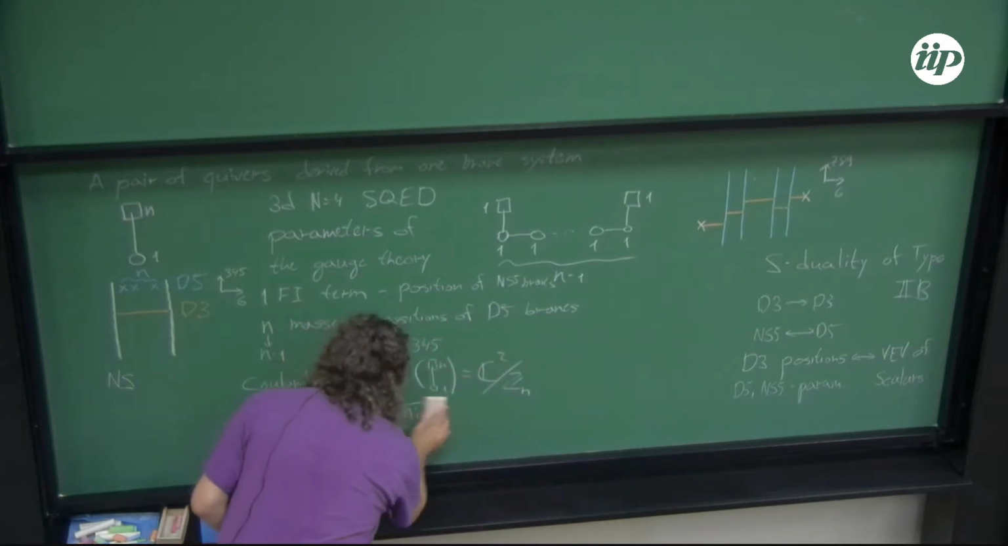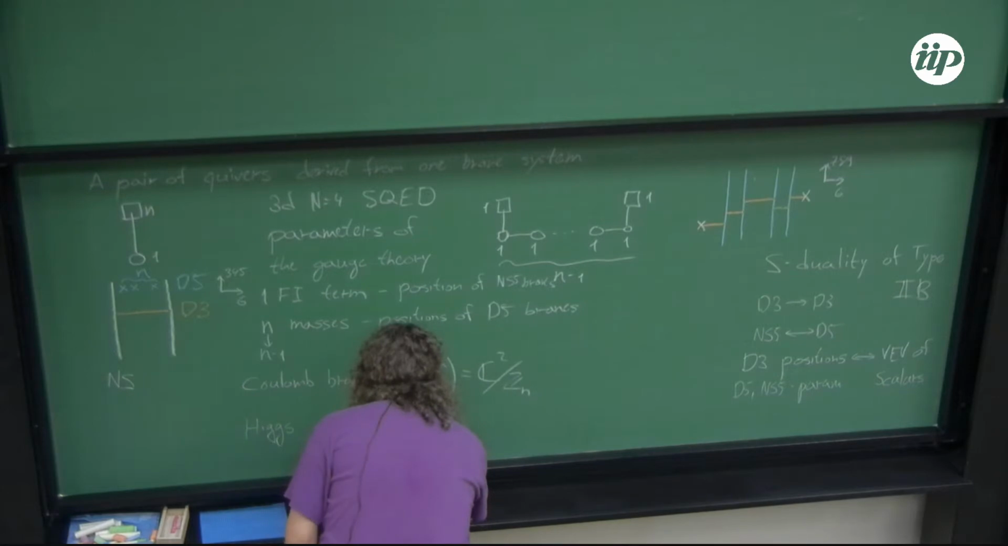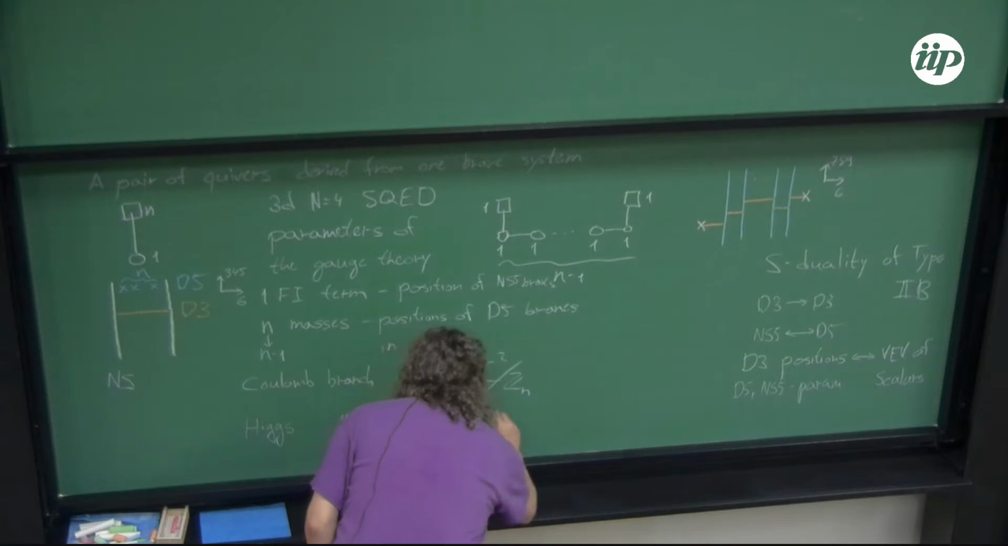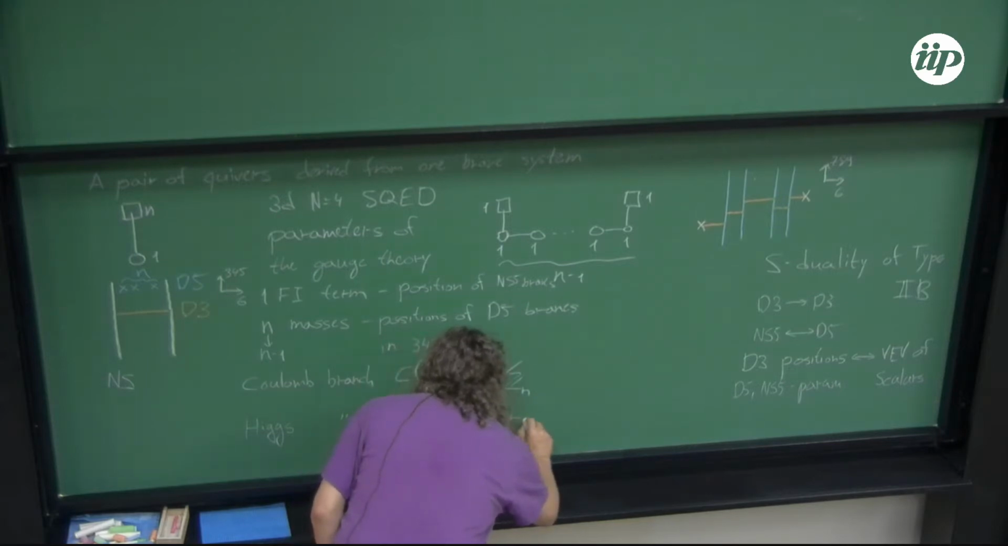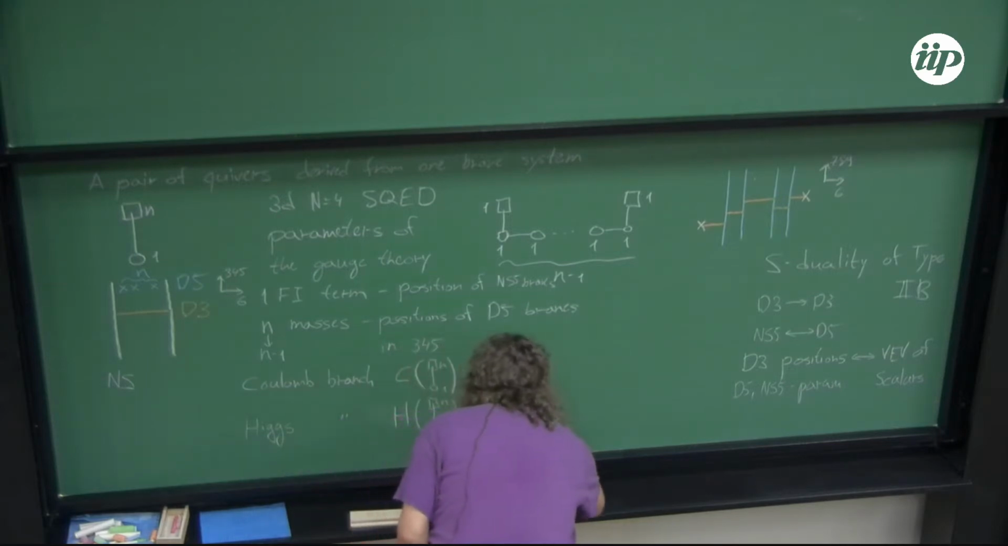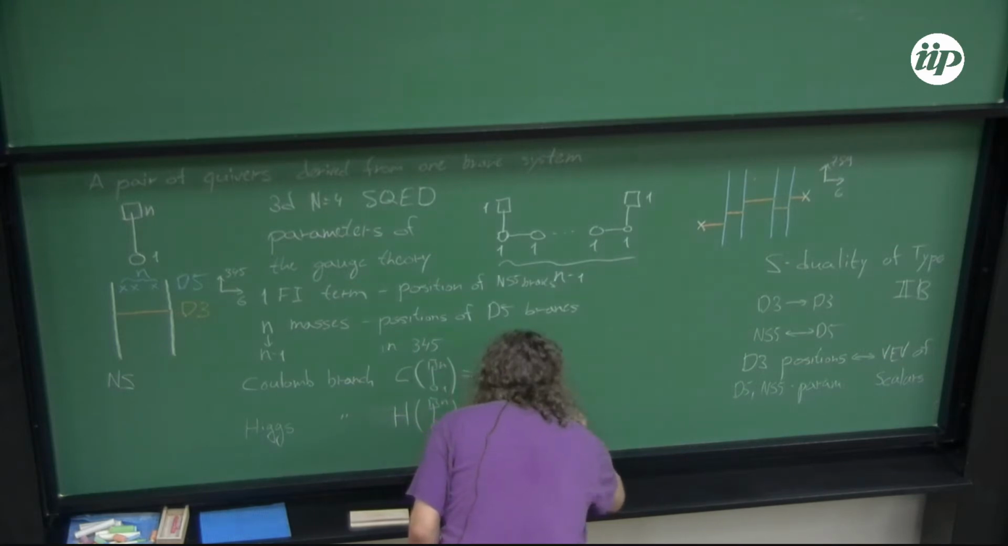Let me erase. The Higgs branch of the same quiver is the closure of the minimal SLn orbit.